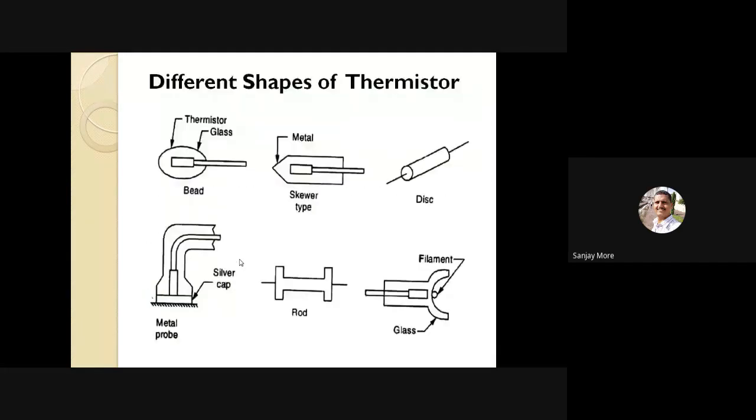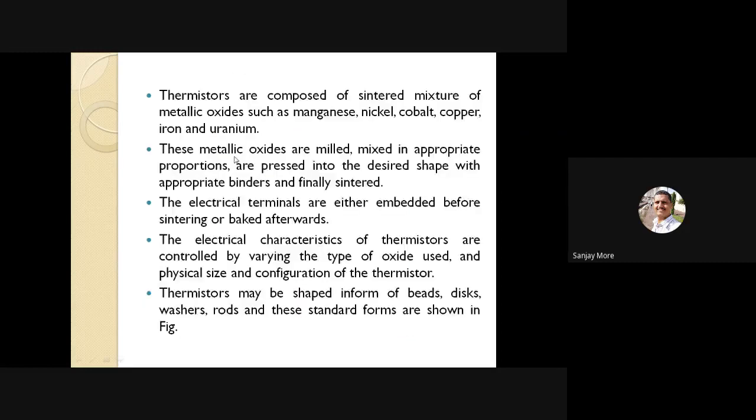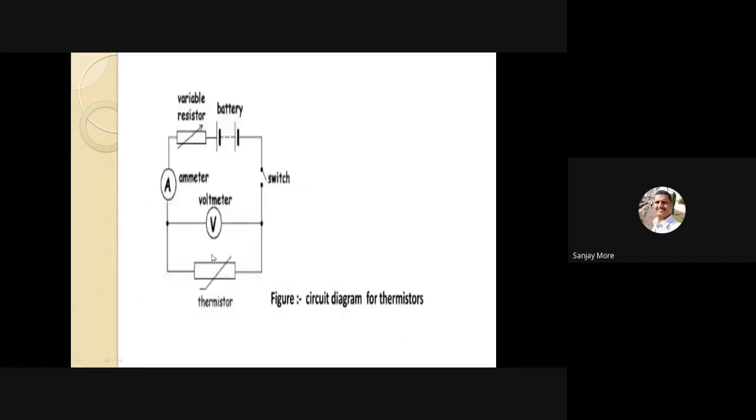Here are the different shapes of thermistor. See, this is the metal probe, rod, glass, disc, SKY-wire type, and bead type. These are the different types of thermistors. Depending on the process or the parameters for checking or measuring the temperature, different types of thermistors are used. So I request all of you to draw this diagram under the heading circuit diagram of thermistor. Please draw this diagram.